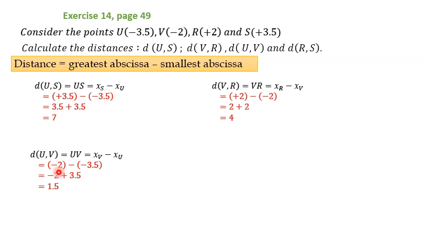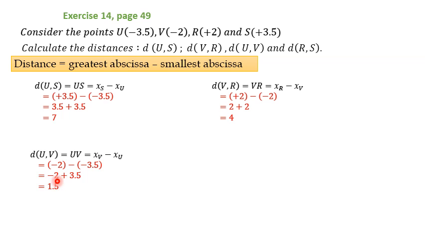The abscissa of v is minus 2, minus the abscissa of u, which is minus 3.5. Here we have minus minus 2, same sign, replace them by a plus. So we have here 3.5 minus 2, which is 1.5.